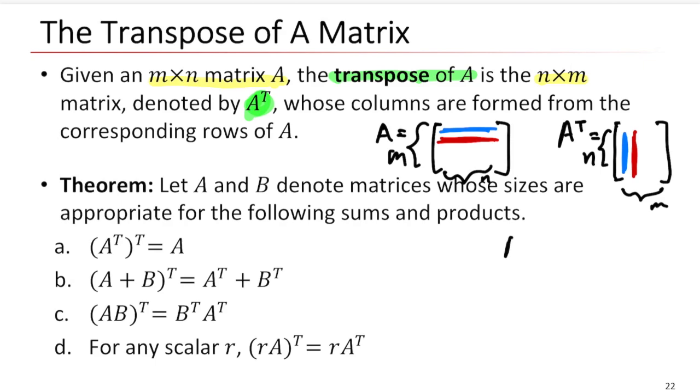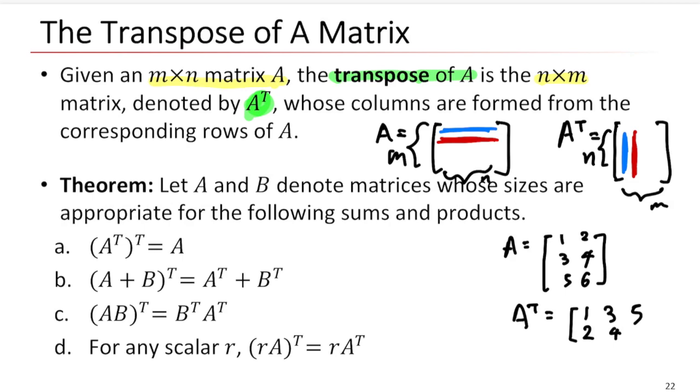So this is the definition of the A transpose. For example, if we have a matrix A with rows 1, 2, 3 and 4, 5, 6, then in this case A transpose will be columns 1, 2, 3 and 4, 5, 6. Okay, so this is the concept of the transpose of the matrix.